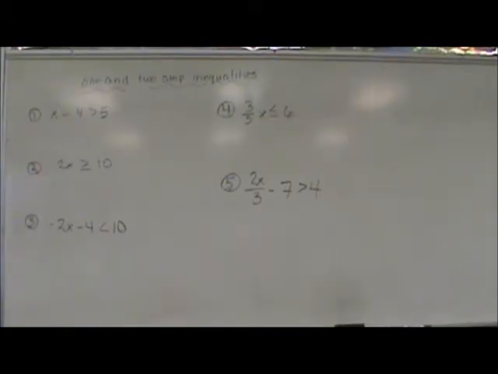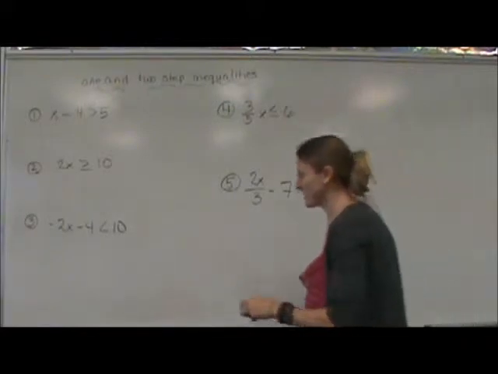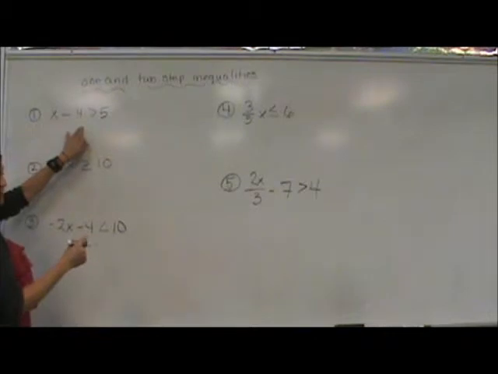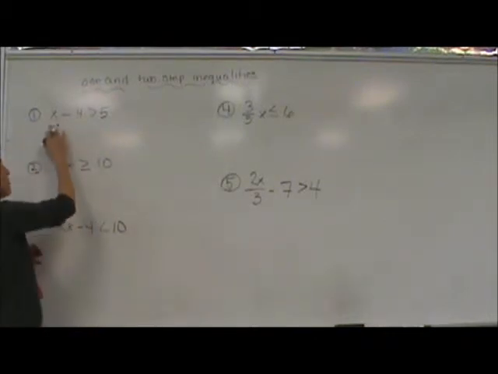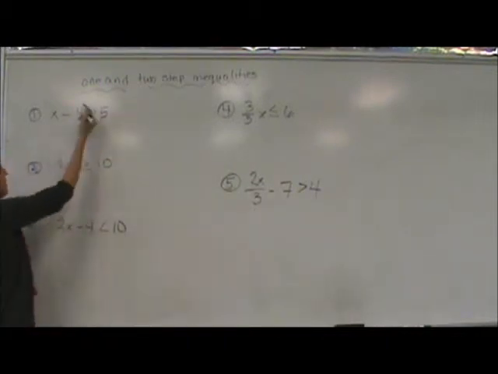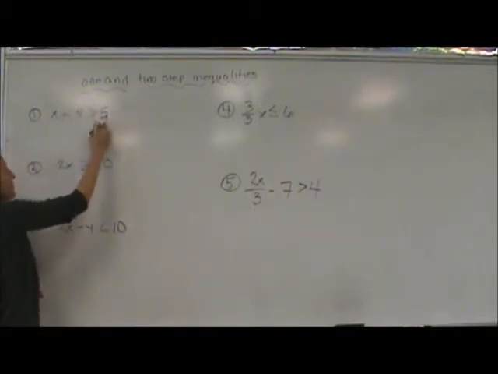Today we're going to cover one and two-step inequalities. Let's first start here with the one step. x minus 4 is greater than 5. We're going to solve it just like an equation. We're going to bring the 4 over to the 5.